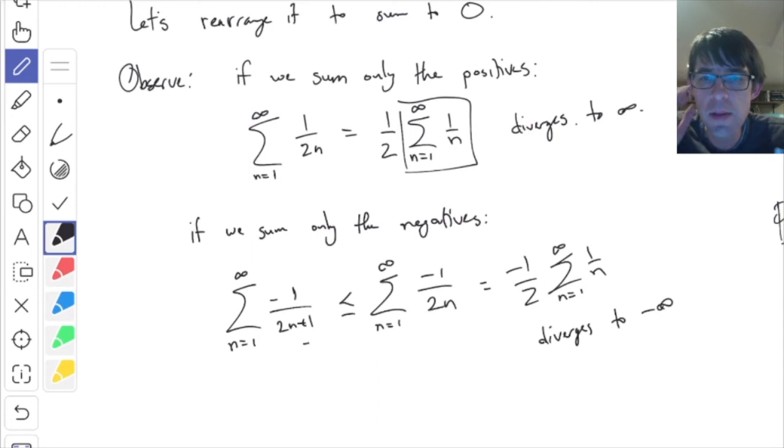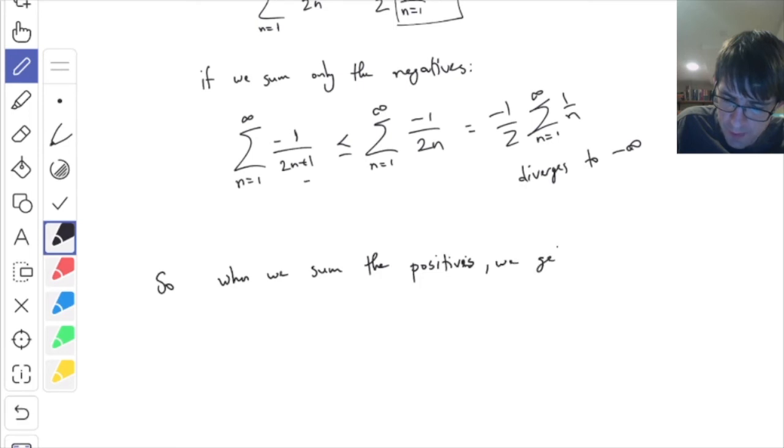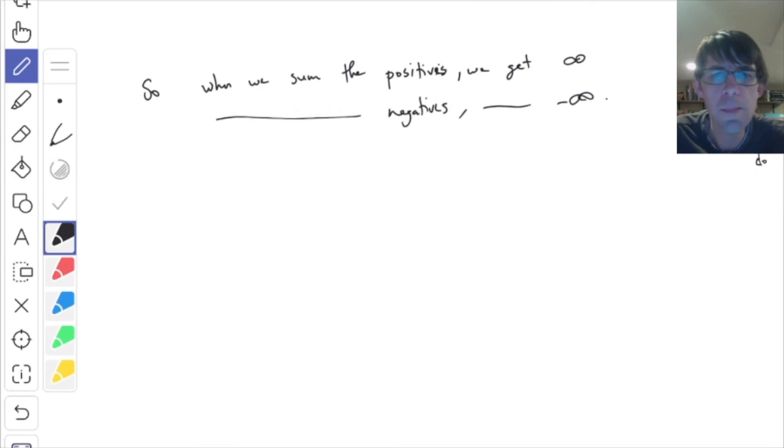This will always happen. This is true in our particular example, but it is actually generally true for any conditionally convergent series. What it means is, informally, when we sum the positives, we get infinity. When we sum the negatives, we get negative infinity, right? That's what I just said. This is the informal version of that. All right then, are you ready? How can we rearrange things so that it adds up to 0?